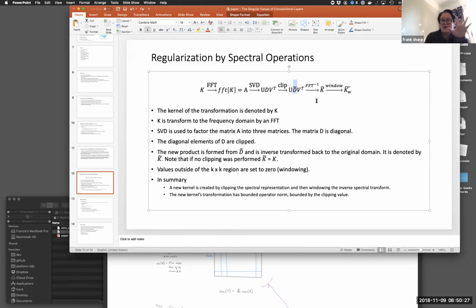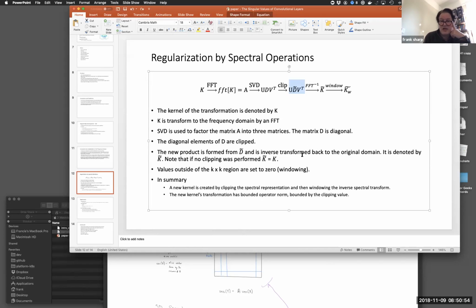So we're kind of clipping the transformation, like limiting the range. And now if we take these things and recompose them, then we get a new matrix. Maybe you could call it A tilde. But then we inverse FFT it, and we get this K tilde. So it's not the same K we started with, but it's similar.